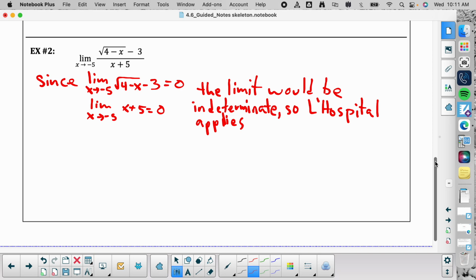Now on that first page, by the way, there were a lot of different indeterminates. 0 over 0 is by far the most common one you'll run into, as well as infinity over infinity.